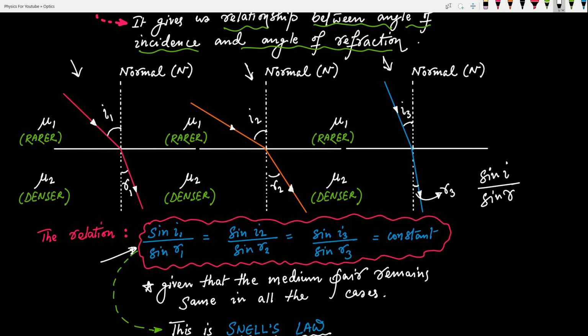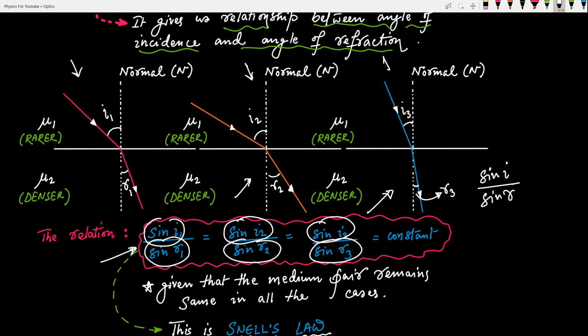Okay, for the second case, we have taken I2 as the angle of incidence. We got refraction as R2. For the third case, angle of incidence is I3 and we got angle of refraction as R3. So he said, according to Snell, that the relationship between angle of incidence and refraction is that sine of I by sine of R is equal to sine of I2 by sine of R2 for the second case, is equal to sine of I3 by sine of R3. This is the third case.